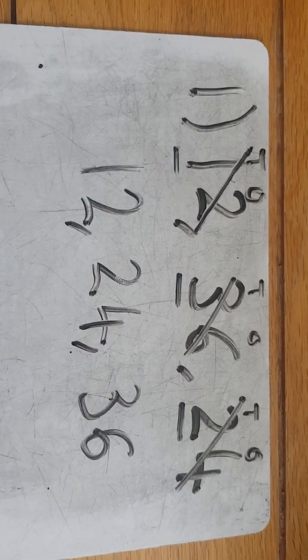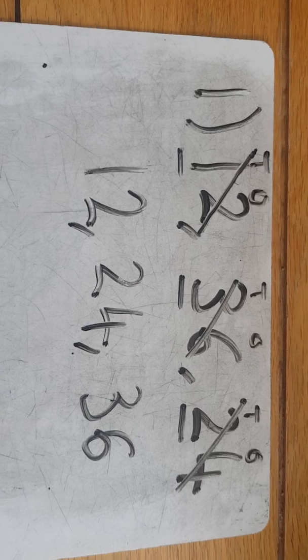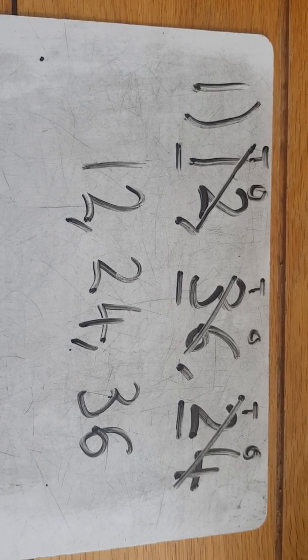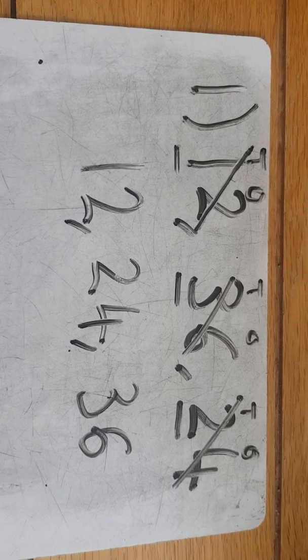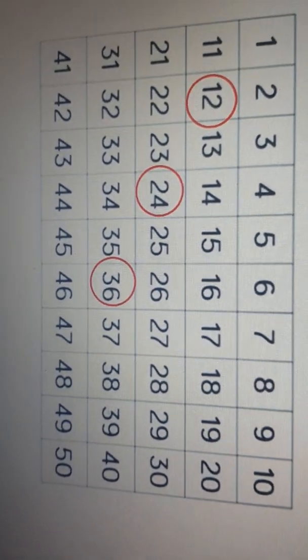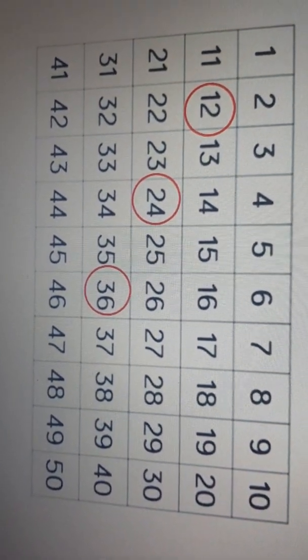The other way that you can do that is to put your three numbers on the 100 square. If you can print off your 100 square, that's great, you'll be able to write on it. But if not, you just need to find them on your number square on the screen. So let's go and have a look at the one on my screen. I've circled those three numbers on my number square.